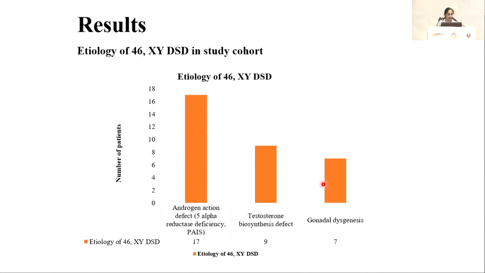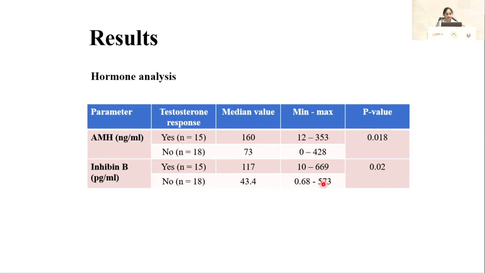So the etiology of this 46XY-DSD study cohort was that out of 33 patients, 17 patients had androgen action defect, which included 5-alpha reductase deficiency as well as partial androgen insensitivity syndrome. 9 patients had testosterone biosynthesis defect, and 7 patients had gonadal dysgenesis.